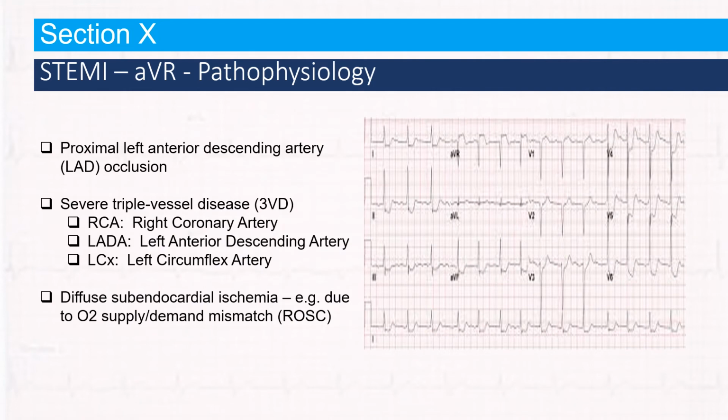Elevation in AVR could indicate one of 3 things: proximal left anterior descending artery occlusion, severe triple vessel disease, including the right coronary artery, left anterior descending artery, and the left circumflex artery, or diffuse subendocardial ischemia, and this could be due to an oxygen supply demand mismatch, maybe following resuscitation.